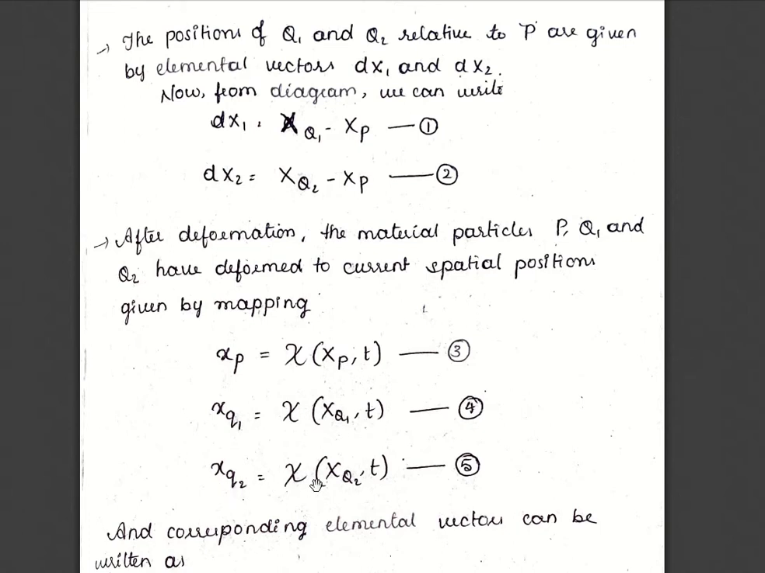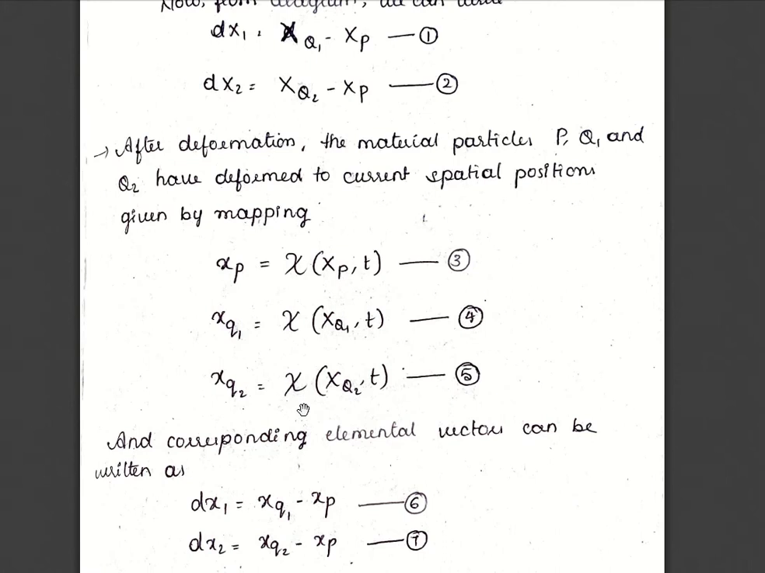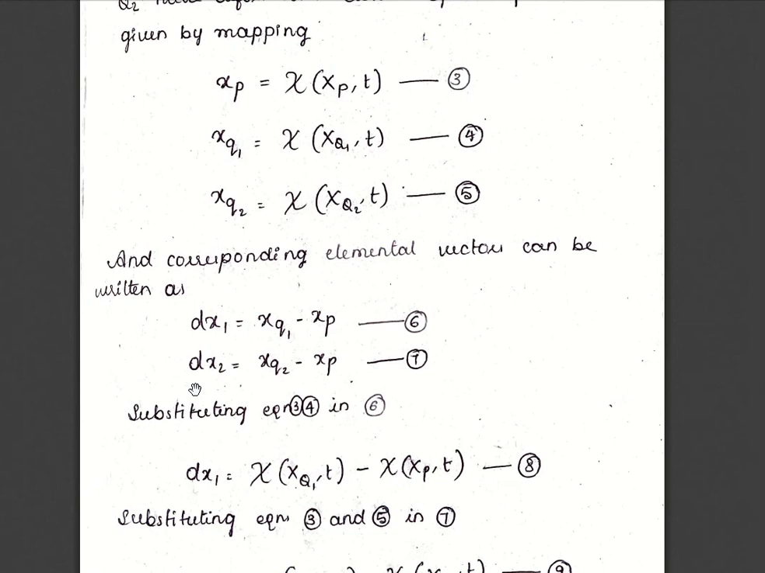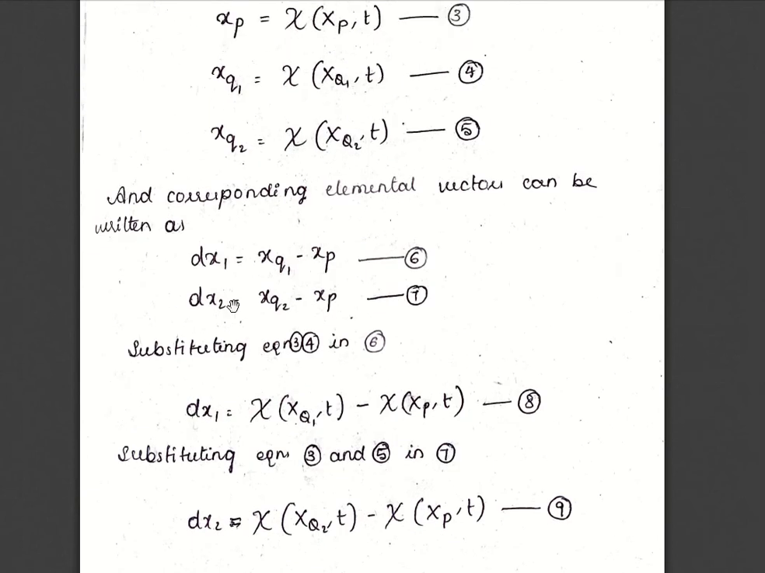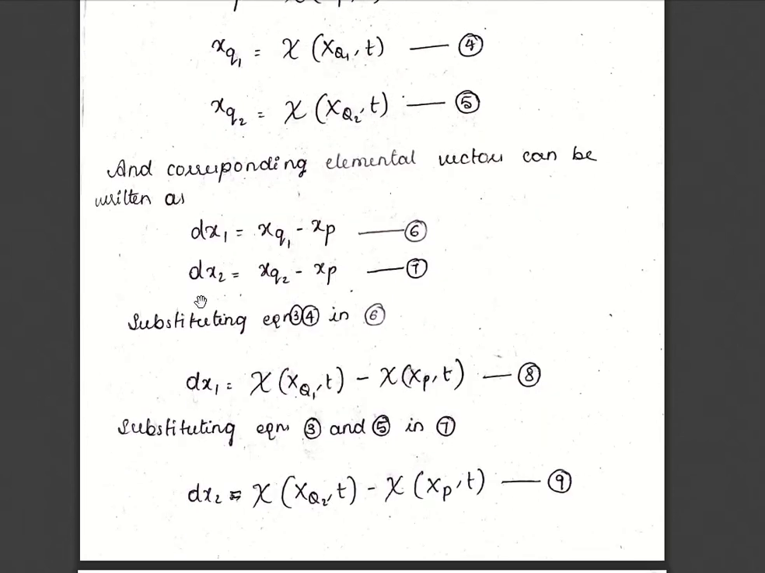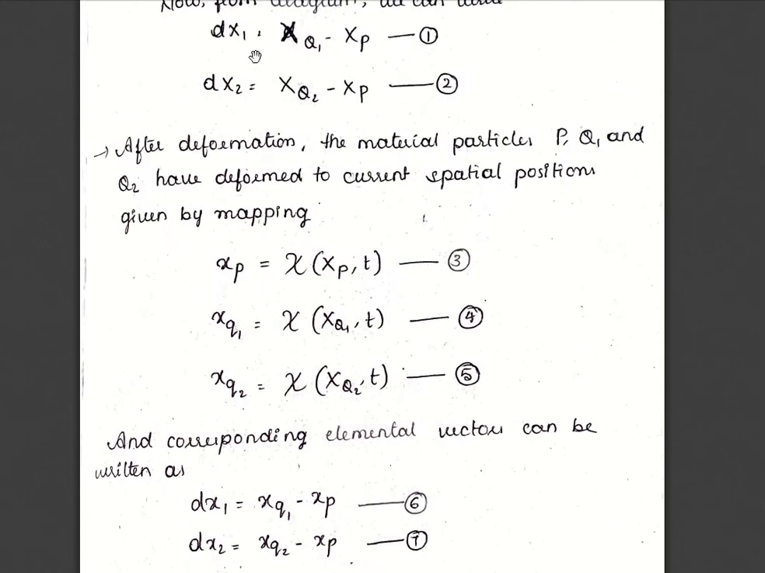Small xq2 can also be given with the help of mapping this function of capital xq2 comma t, the deformation function, and the corresponding elemental vectors, or we can say this chi as transformation function chi. Okay. And corresponding to elemental vectors we can say dx1.